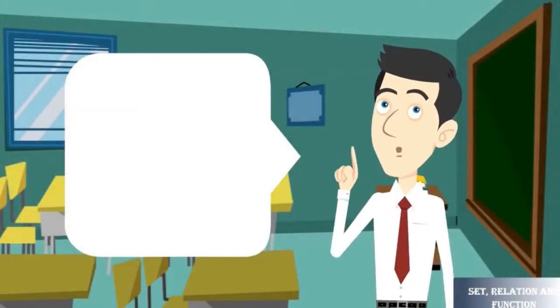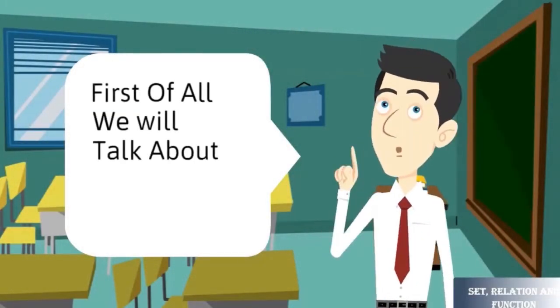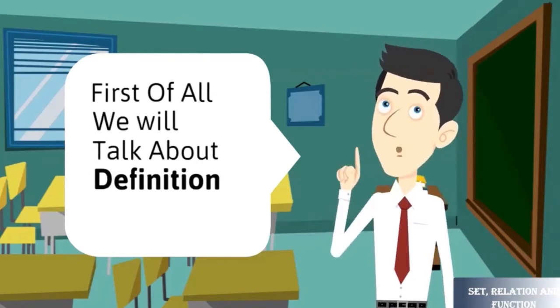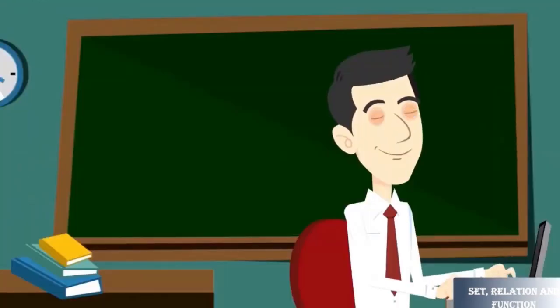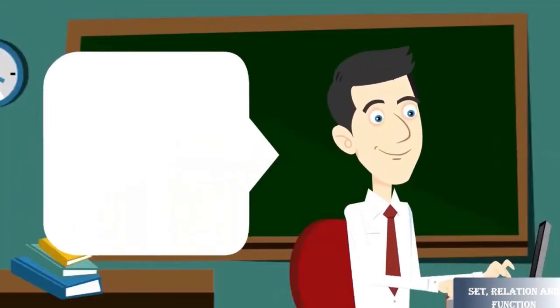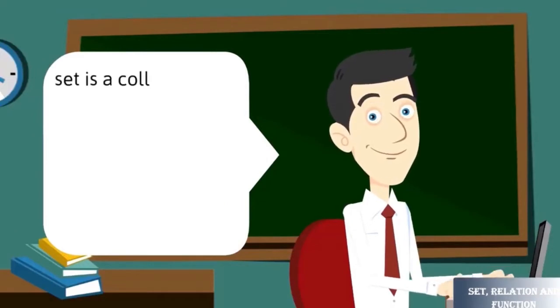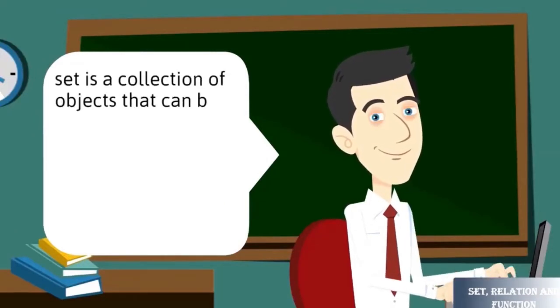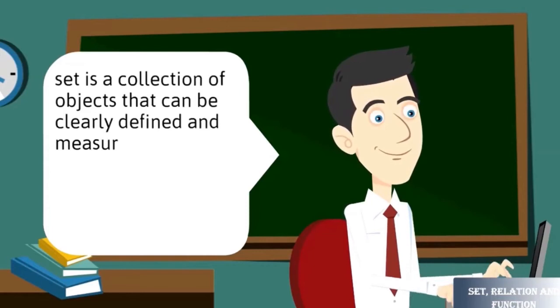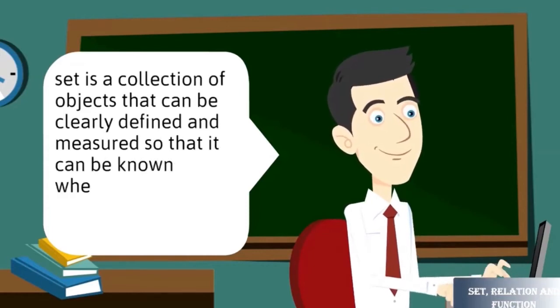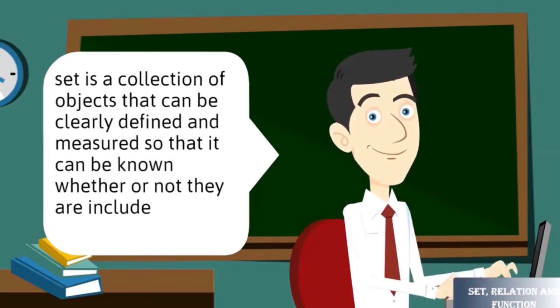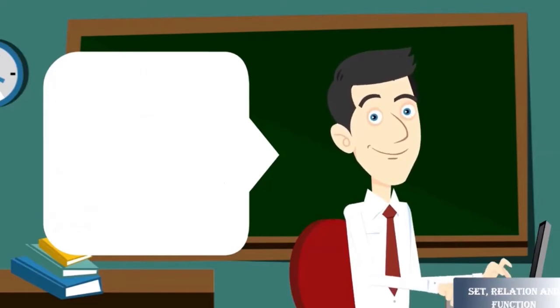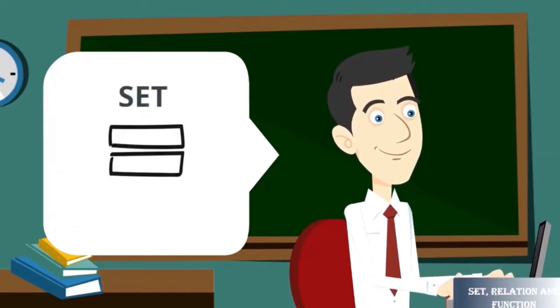So, first of all, we will talk about the definition of set. The definition of set is a collection of objects that can be clearly defined and measured so that it can be known whether or not they are included in a certain set. In Indonesian, set is himpunan.